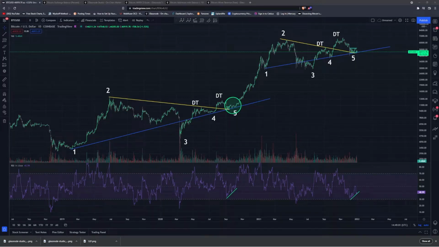What is going on with Bitcoin? Are we in a bull market? Are we in a bear market? Where is Bitcoin going right now?